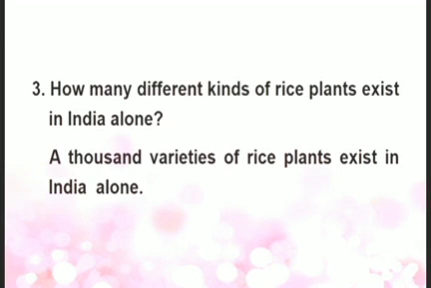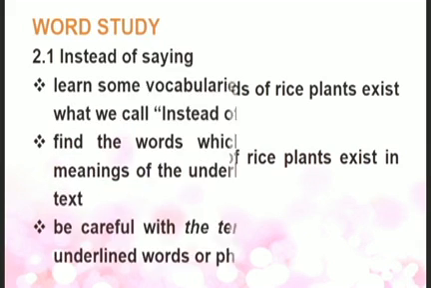The next question, number 3, is, how many different kinds of rice plants exist in India alone? Here, you should notice that the question word used here is how many, and you have to find the number of something. For these questions, you will have to find the answer in the second paragraph. According to the text, the correct answer is 1,000 varieties of rice plants exist in India alone.